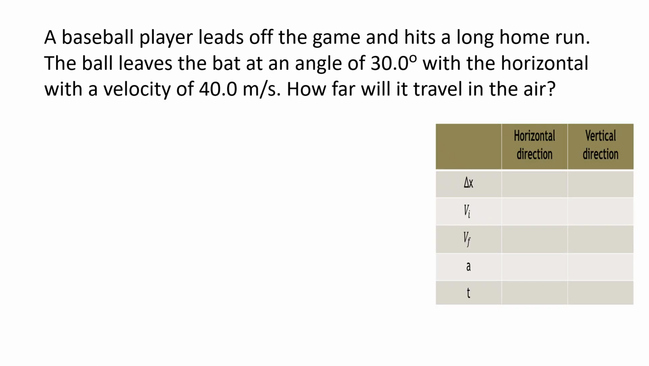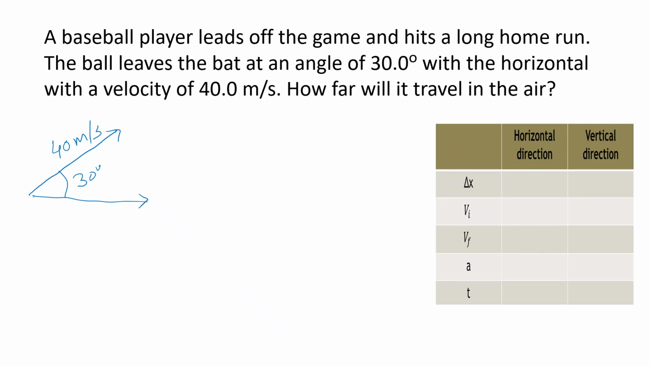So let's solve this problem. A baseball player leads off the game and hits a long home run. The ball leaves the bat at an angle of 30 degrees with the horizontal with a velocity of 40 meters per second. How far will it travel in the air? So let's draw the picture first. So we have 40 meters per second as the velocity of the projectile, which is launched at 30 degrees to the horizontal.